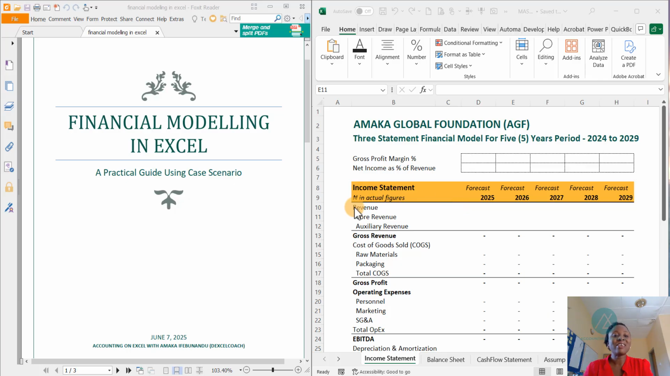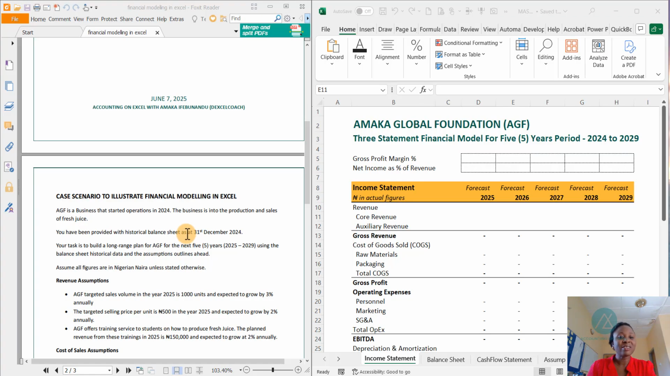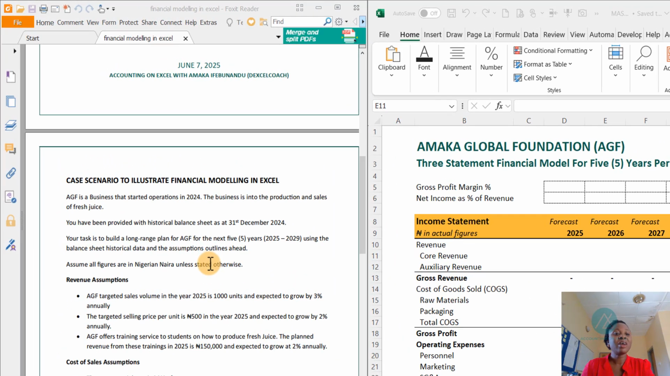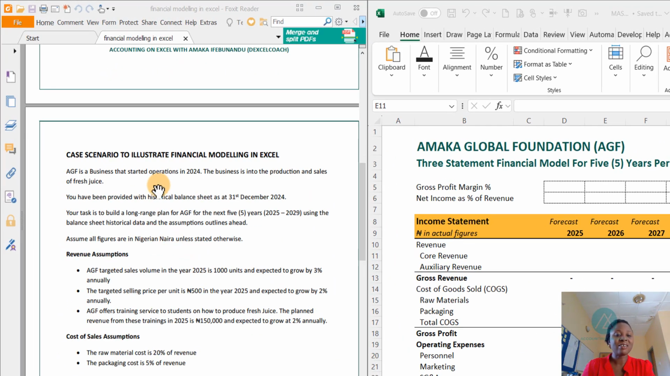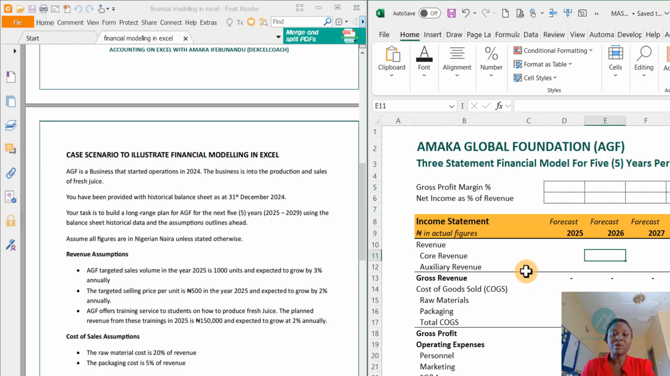Right, so here is a case scenario we'll be working with, and we're looking at a company that just started out in 2024, Amaka Global Foundation, in short, AGF. AGF is a business that started operation in 2024. I'll be looking at the case study. It's a PDF file alongside the Excel workbook we'll be using to design the three-statement model. So we have the case study here. Let's read through the case study, then we get to the Excel file and start working on it.